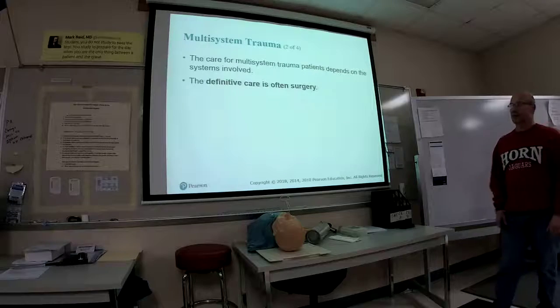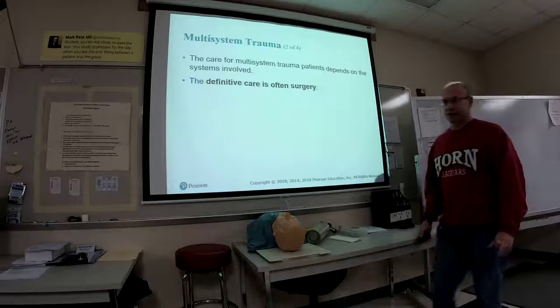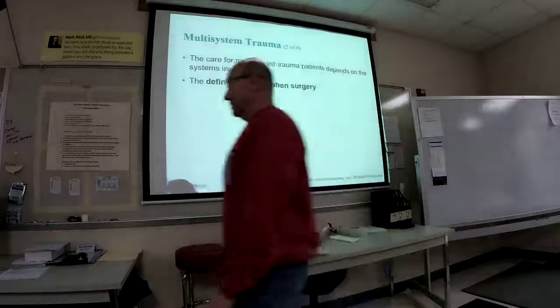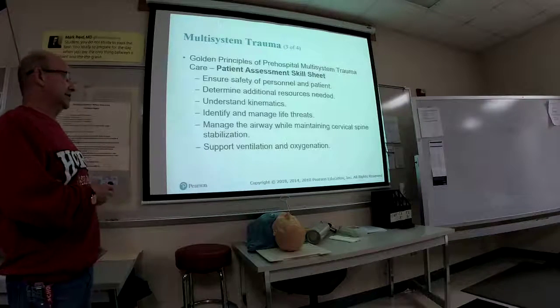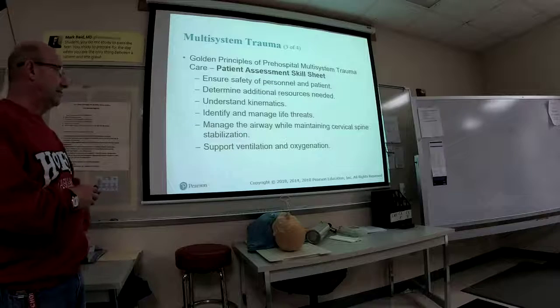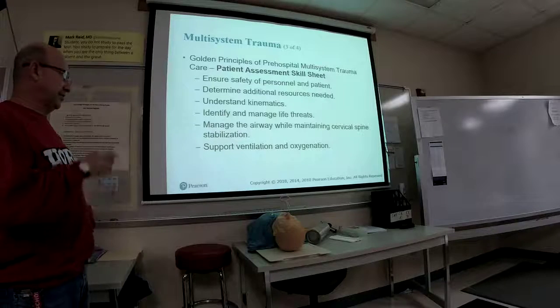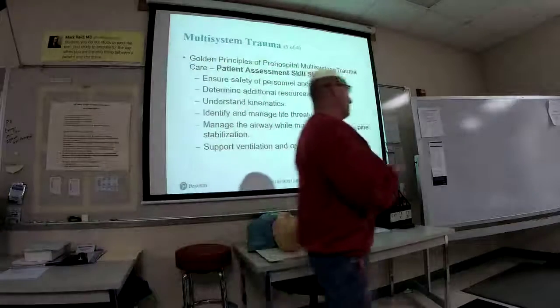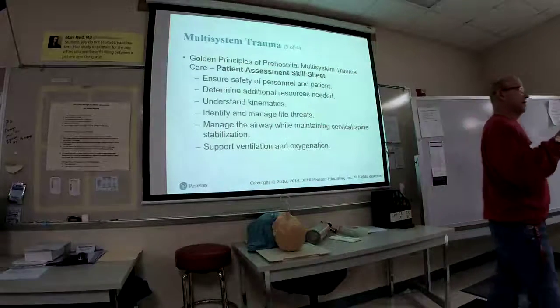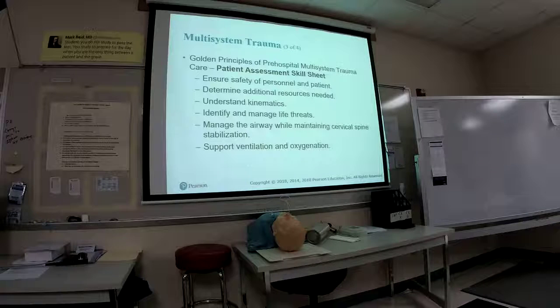So anyway, definitive care is surgery. The large majority of the time they need to go to level one, so they have the surgeon handy. These things here that we're going to flip through fairly quick, it's the same process over and over. It's very repetitive in here that you go off the skill sheet, your trauma flow skills guide, right? Trauma assessment sheet. So they say, what happens next? What do you determine, right?